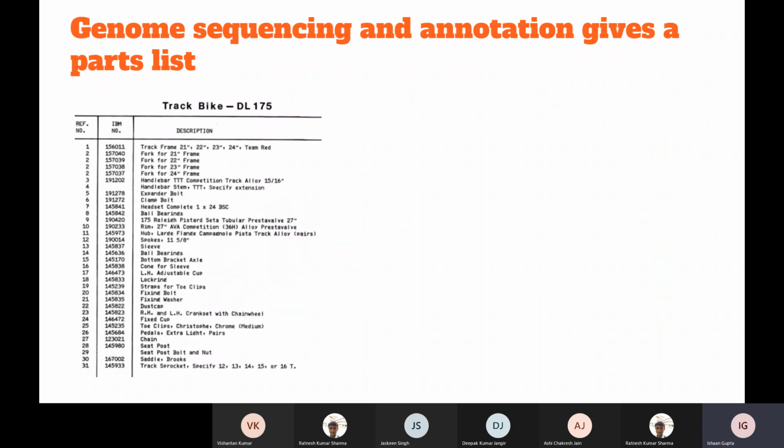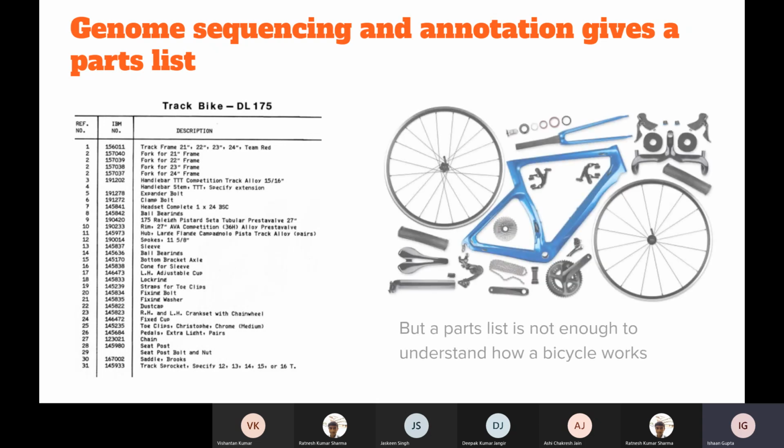So we have a sequence of an organism, and from the last lab and from last module, you can annotate the sequence with different kinds of features, such as genes. And each gene actually is a part, right? It's a part in the entire organism. So basically, this is what you get when you are looking at the genome. But we don't actually know how these parts are put together, right? So this parts list is not enough to understand how the bicycle works.